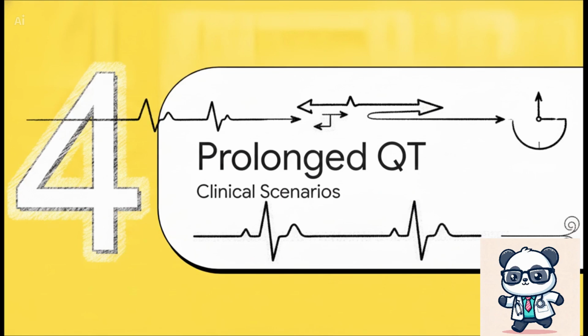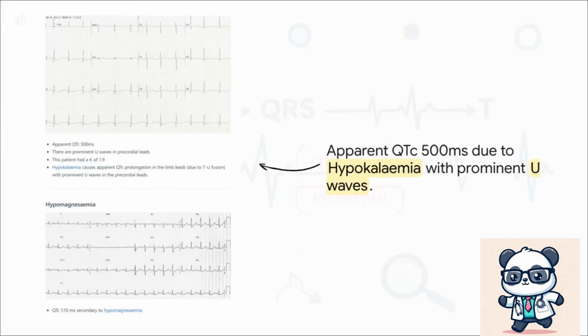Section 4. Prolonged QT clinical scenarios. Let's look at a real tracing. This patient has a dangerously low potassium level of 1.9. Notice how hypocalcaemia causes an apparent QTc prolongation right up to 500 milliseconds. This happens because the T wave is literally fusing with those prominent U waves. You can see it really clearly right there in the precordial leads.